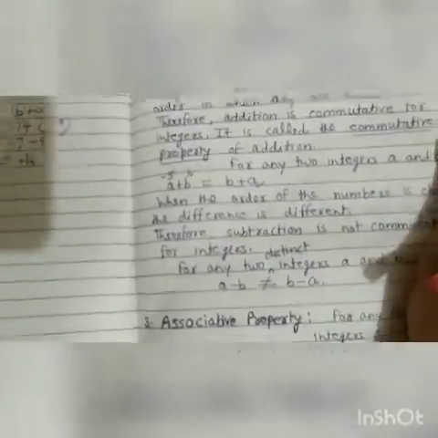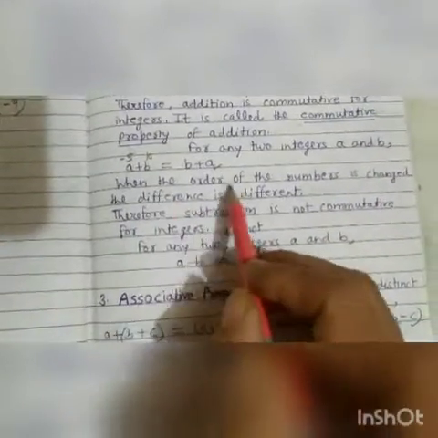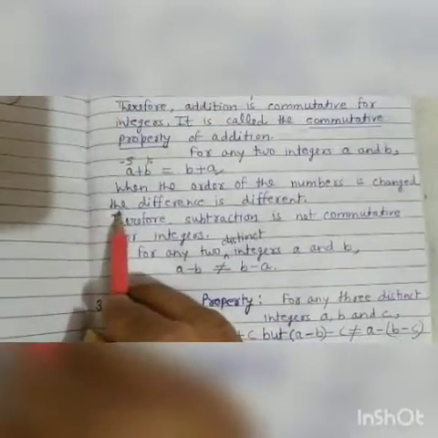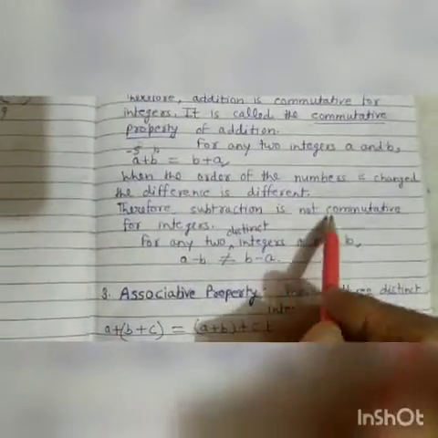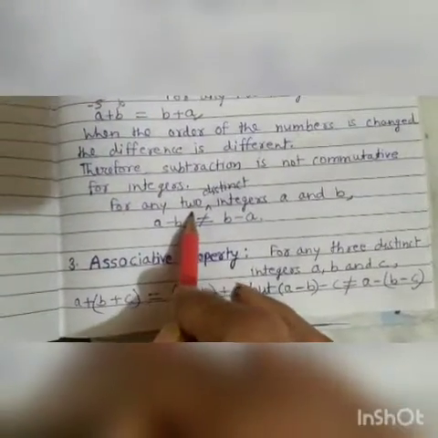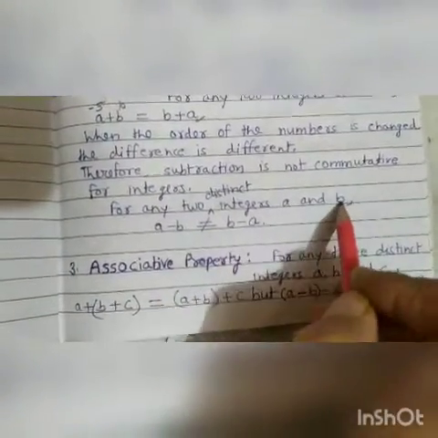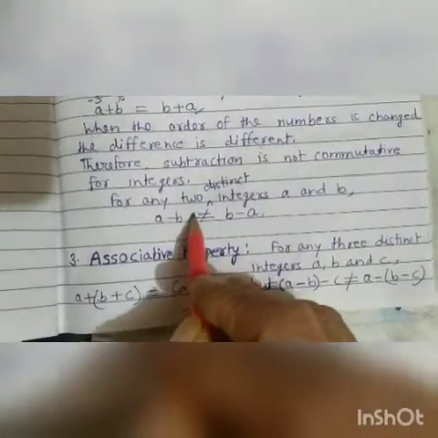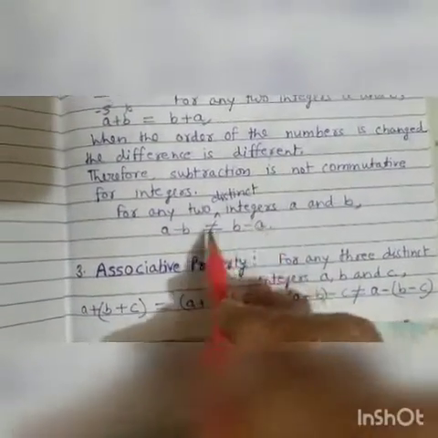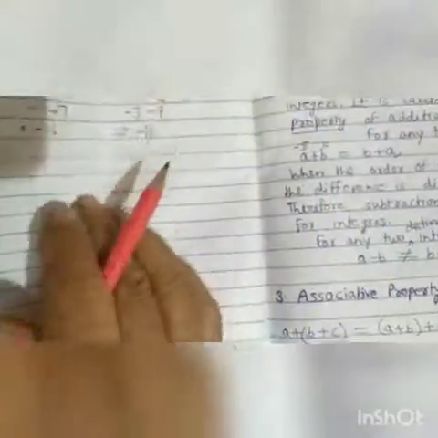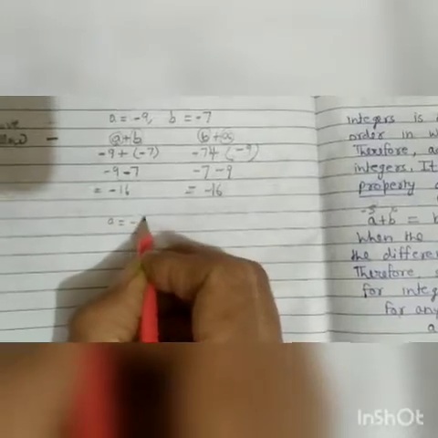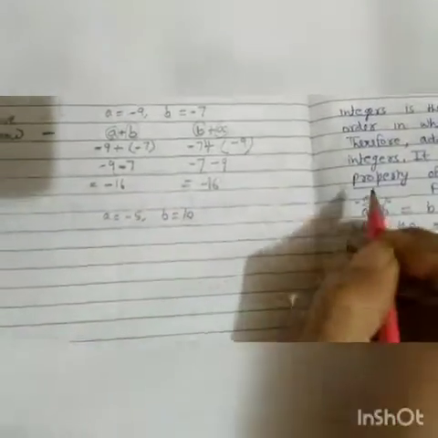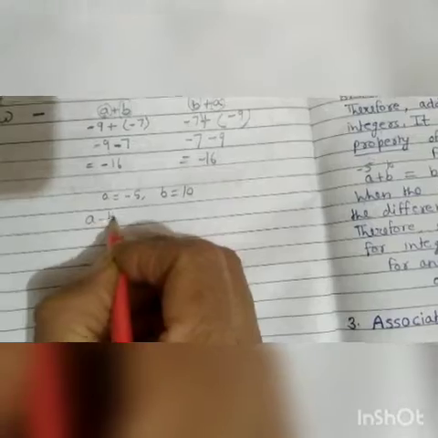But in case of subtraction, when the order of the numbers is changed, the difference is different. Therefore, subtraction is not commutative for integers. For any two distinct integers a and b, a minus b is not equal to b minus a. Let us check this property also. Again, a is equal to minus 5 and b is equal to 10. First is a minus b.